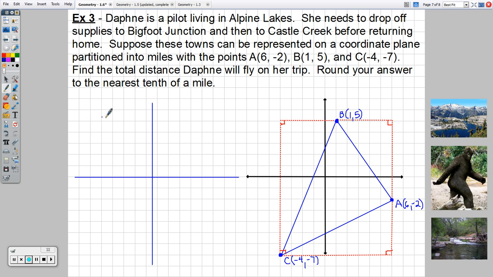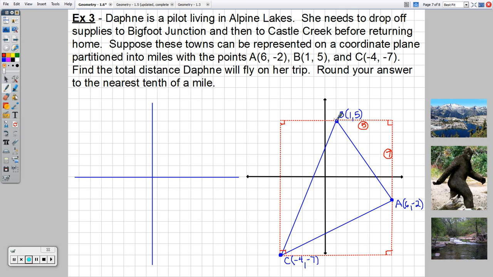No problem with that. So I'm going to start with AB, the first leg of her journey. I know that leg squared plus leg squared equals hypotenuse squared. A squared plus B squared equals C squared. I need to know how long these legs are. So I'm going to get my red back out again. How long is it from here to here? I'm going from -2 as a y value up to 5 as a y value. That's a jump of 7. And then I'm going from 6 over to 1. That's a jump of 5 right there. So it's a 7 and 5.